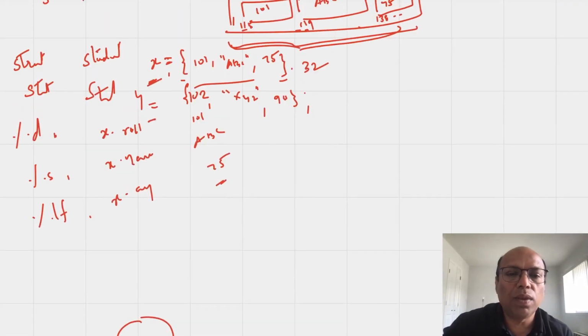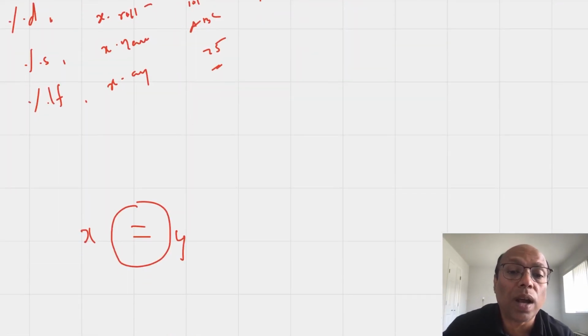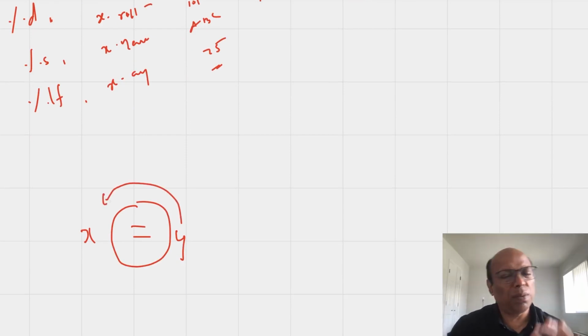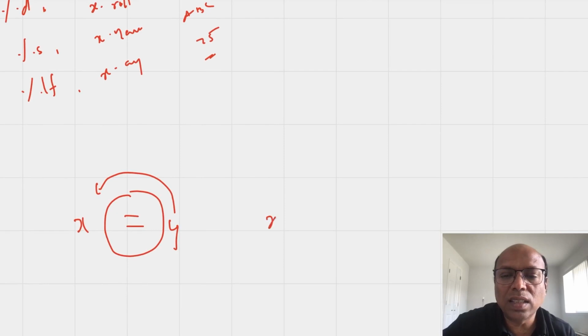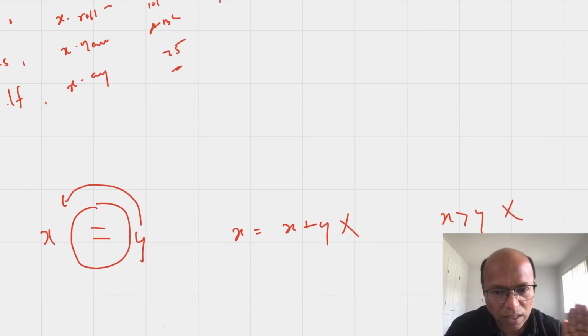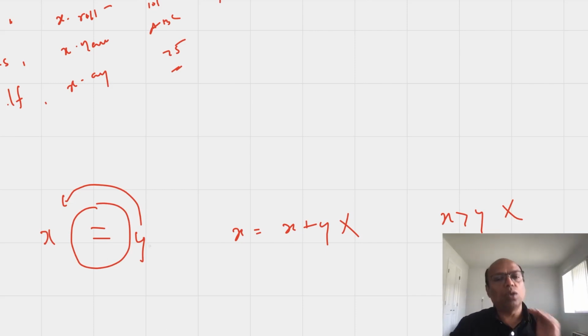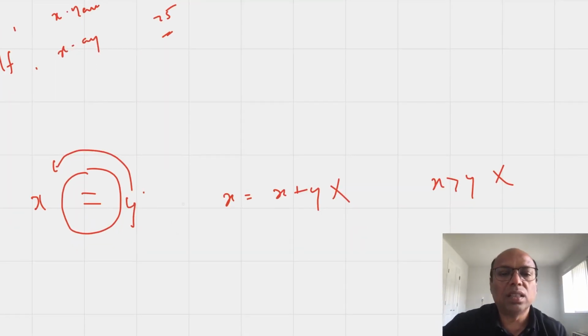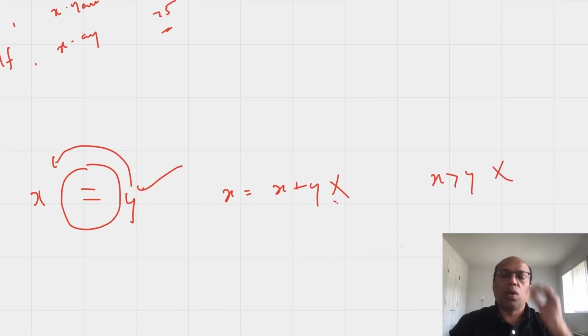Every bit will be copied one by one into x. You can't do x is equal to x plus y. You can't say x is greater than y. No other operation is permitted. If you want to do operations, you can do them only on its members. This is valid. This is invalid, invalid. What do I mean by this?